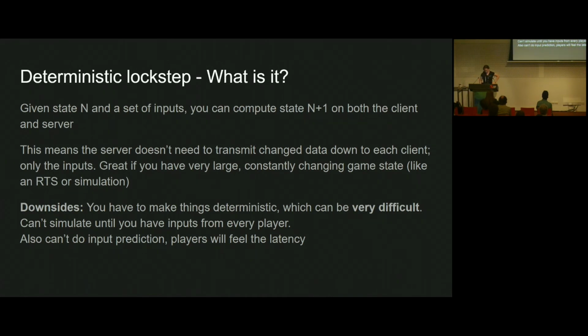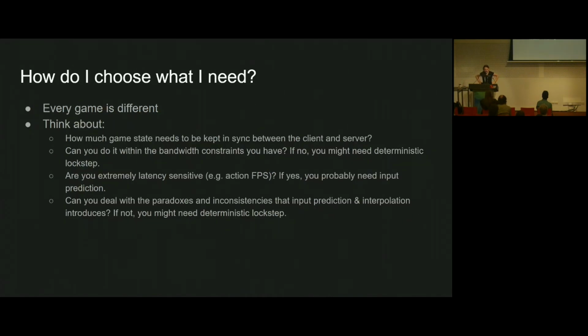They shouldn't be there. Okay, so how do you choose what you need? Every game is different. You need to think about how much game state you need to synchronize between the client and the server. If it's a lot of state, then you probably need to think about deterministic lockstep, because if you're limited by bandwidth, then you simply can't send everything. If you're extremely latency sensitive, then you need to think about input prediction and how you can use that. That's particularly important for first-person shooters.